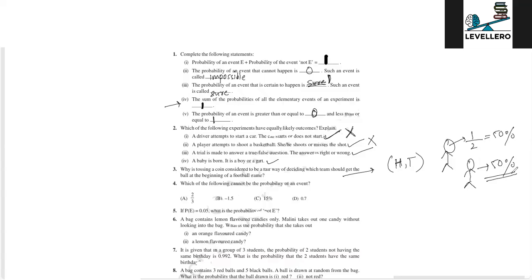Which one of the following cannot be the probability of an event? Question number four, 2/3. Yes, it can be because if we solve 2/3, the decimal we are going to get is less than 1. So A is a correct answer. B, negative 1.5. Probability lies between 0 and 1. So no, this is the answer. 15%, yes, because if we convert 15% to decimal, it's going to be 0.15. Yes. 0.7, yes.